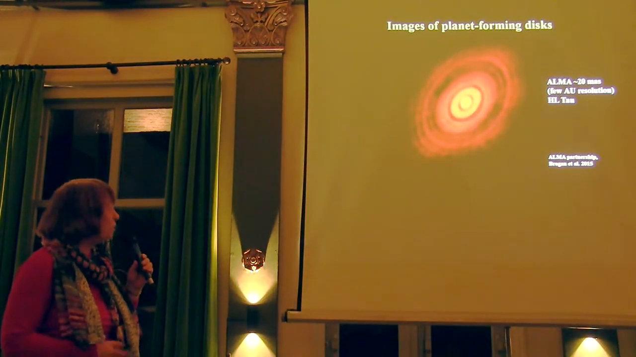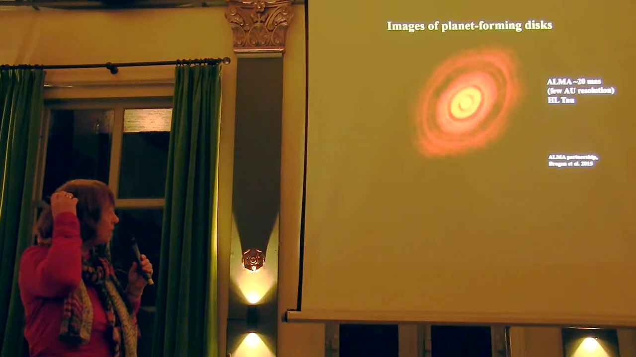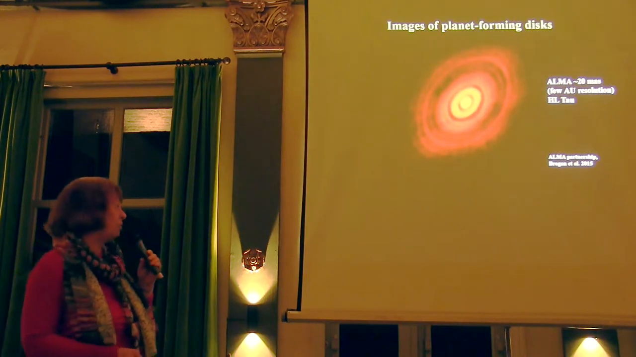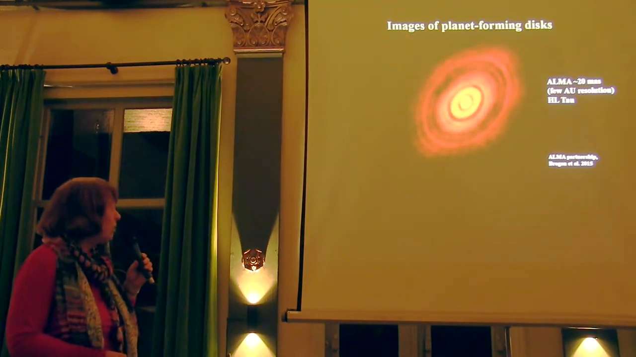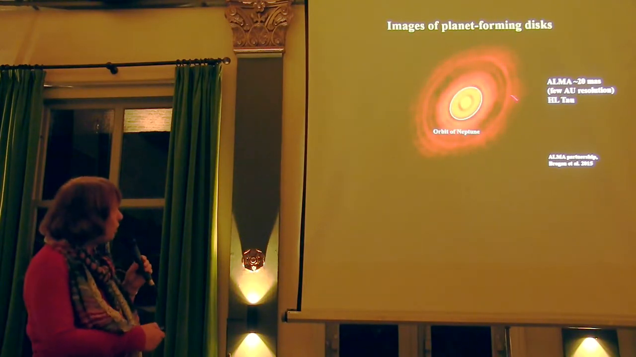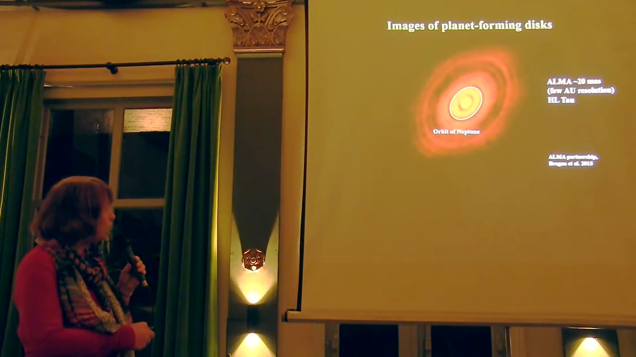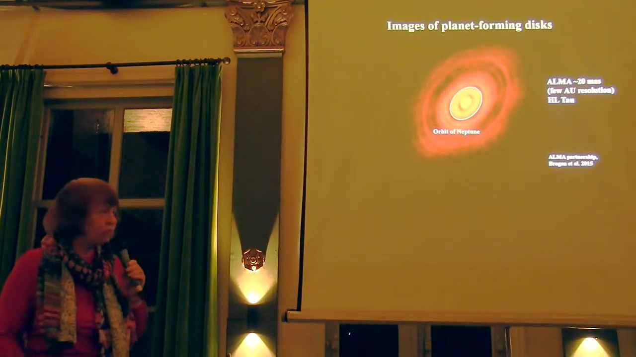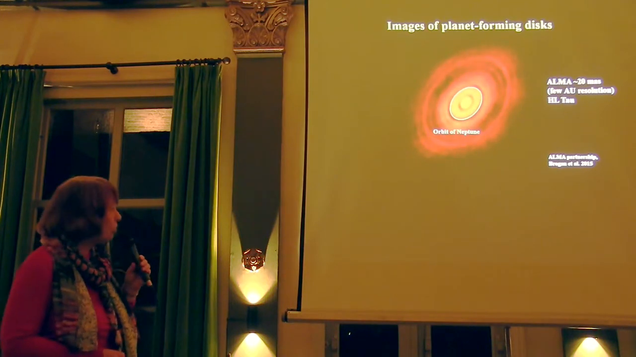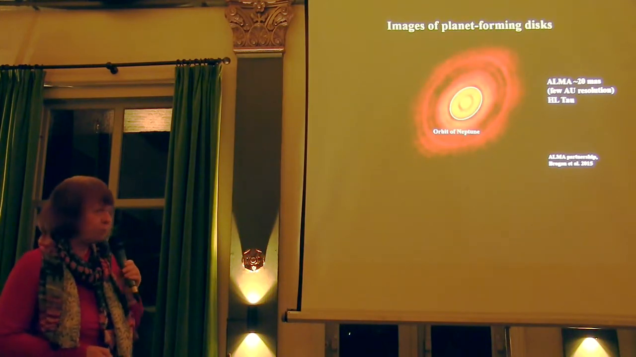What have we gotten? Well, this is one of the beautiful images that ALMA has taken. It's basically an image of a disk around a star in which, perhaps at this very moment, new planets are forming. And just to give you an idea of the size, this is the orbit of Neptune.